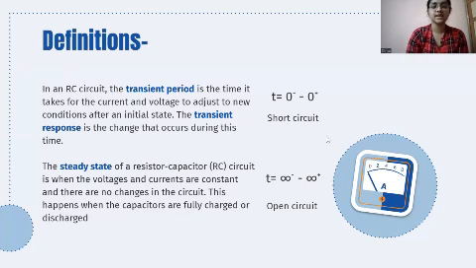The steady state of a resistor capacitor circuit is when the voltages and currents are constant and there are no changes in the circuit. This happens when the capacitors are fully charged or discharged, and it is denoted by t equal to minus infinity to plus infinity. And when a capacitor is in its steady state, it acts as an open circuit.